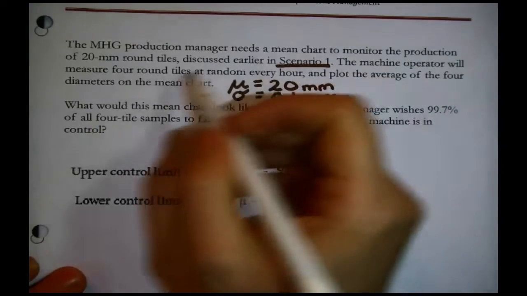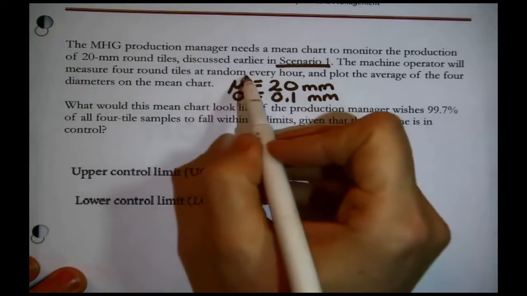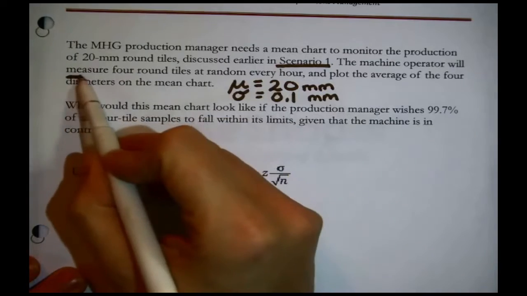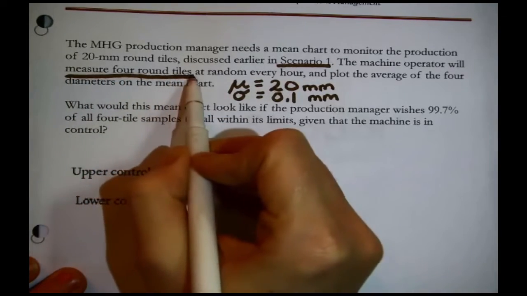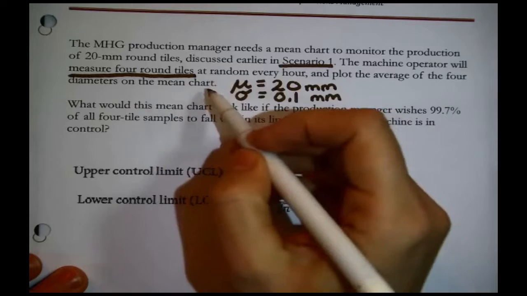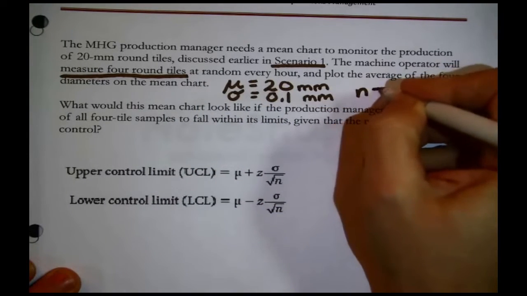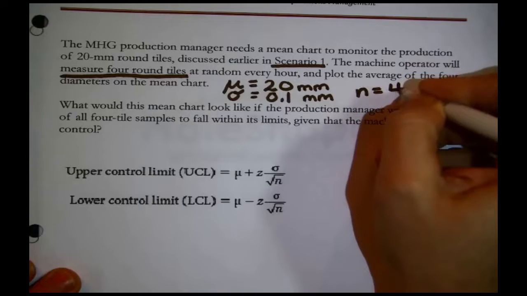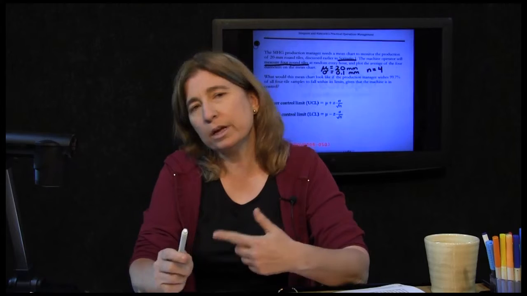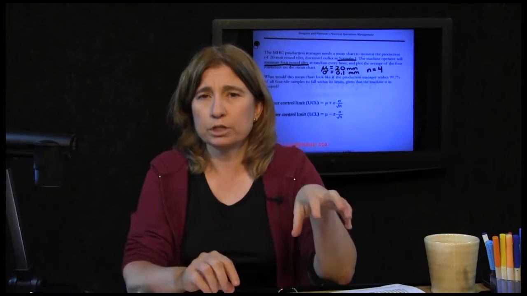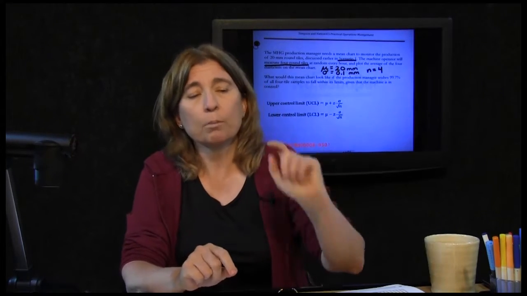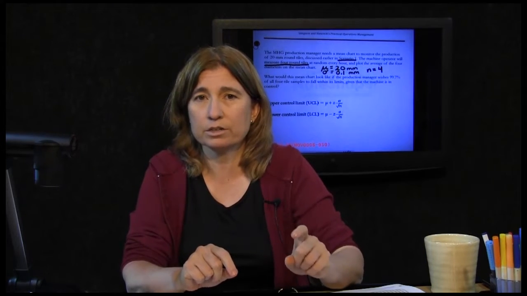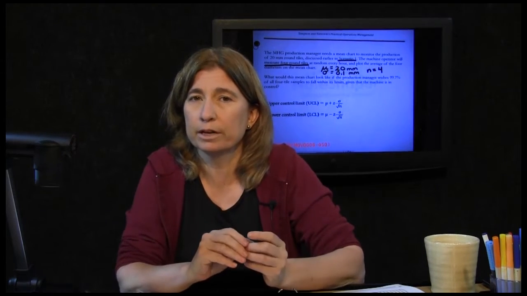The machine operator will measure 4 round tiles at random every hour. This is important: measure 4 round tiles and plot the average of the 4 diameters on a mean chart. We definitely want to record this new information because what was described to us was the sample size. We're being commissioned here to set up a mean chart that the machine operator for the tile cutting machine can use in the future. The machine operator is going to pull 4 tiles at random. That's the size of the sample. We need that parameter in advance to set up the chart.